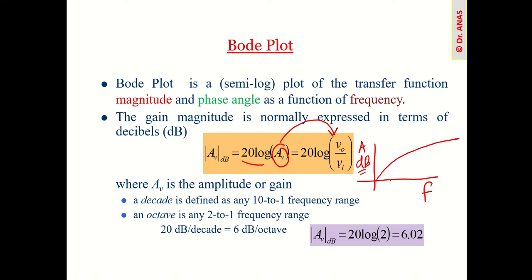Let's say the graph looks like this. The gain of your circuit is varying according to frequency with this trend. This is typically a graph of a high pass filter. A low pass filter graph will look like this, a high pass filter graph will look like this, and if you combine the high pass with the low pass, the graph will look like this. So this is basically the graph of a band pass filter.